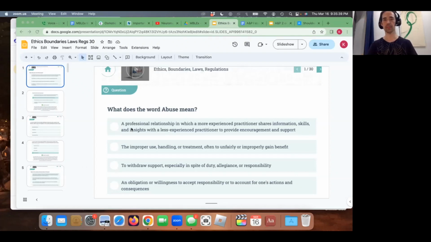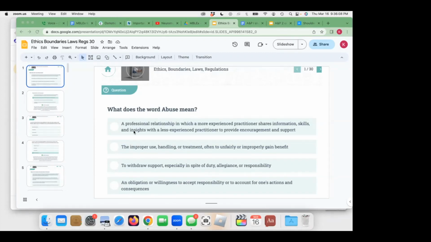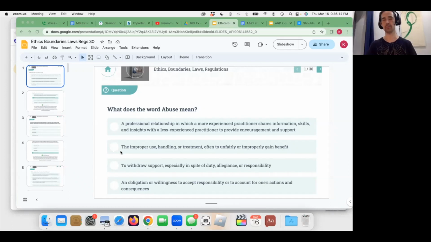What does the word abuse mean? A: A professional relationship in which a more experienced practitioner shares information, skills, and insights with a less experienced practitioner to provide encouragement and support. B: The improper use, handling, or treatment, often to unfairly or improperly gain benefit. C: To withdraw support, especially in spite of duty, allegiance, or responsibility. D: An obligation or willingness to accept responsibility to account for one's actions and consequences. What does the word abuse mean? B. All except A. Yeah, say B. Okay, so 2 A's, 2 B's, and 1 A.